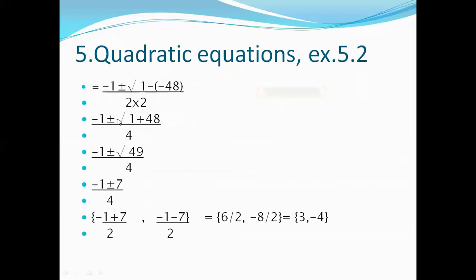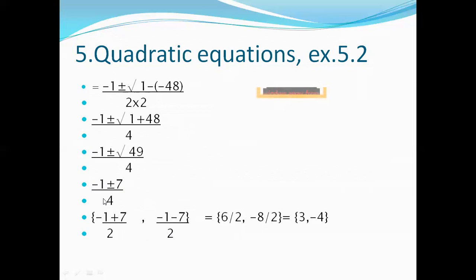Now minus 1 plus or minus 1 minus of minus. Minus into minus will become plus. So minus 1 plus or minus root 1 plus 48 by 2 2s are 4 here. Then minus 1 plus or minus root 49 by 4. Root 49 value is what? 7. So minus 1 plus or minus 7 by 4. So the complete part you have simplified. Now separate them, one with plus and one with minus. Those two will be the roots, I mean the solution set of the given quadratic equation.